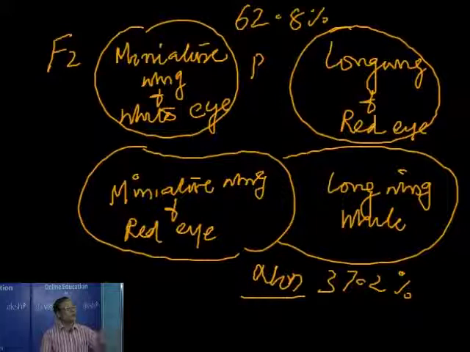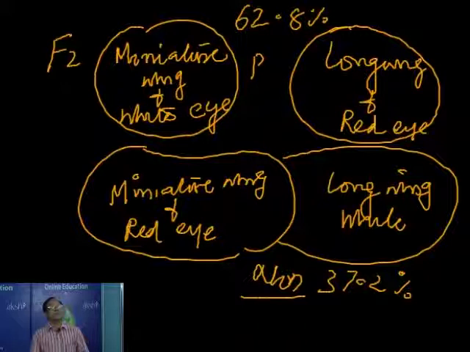So in the previous case, the genes are tightly linked, the strength of linkage is more. That is why the percentage of recombination is less. In this case, the genes are loosely linked, so the strength of linkage is less. That is why we have an increased percentage of recombinations. So there is a difference between these two.